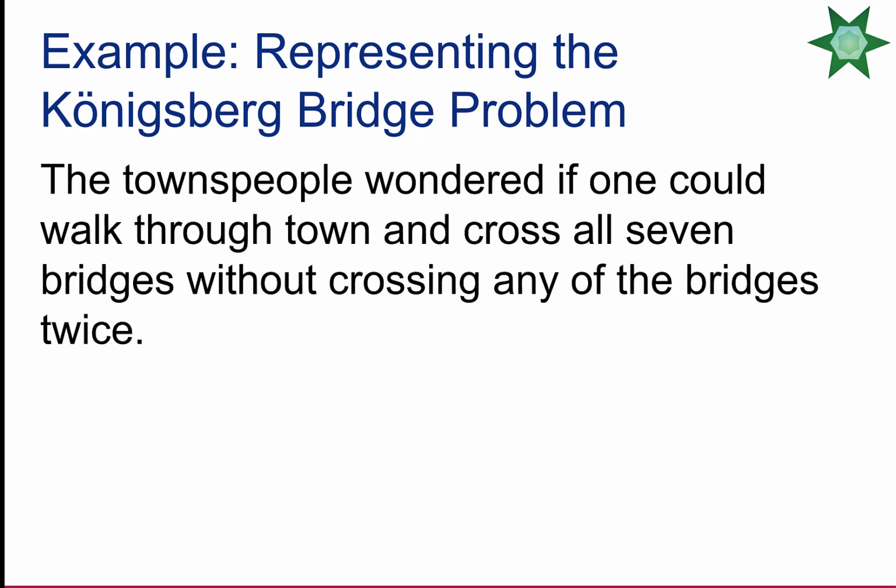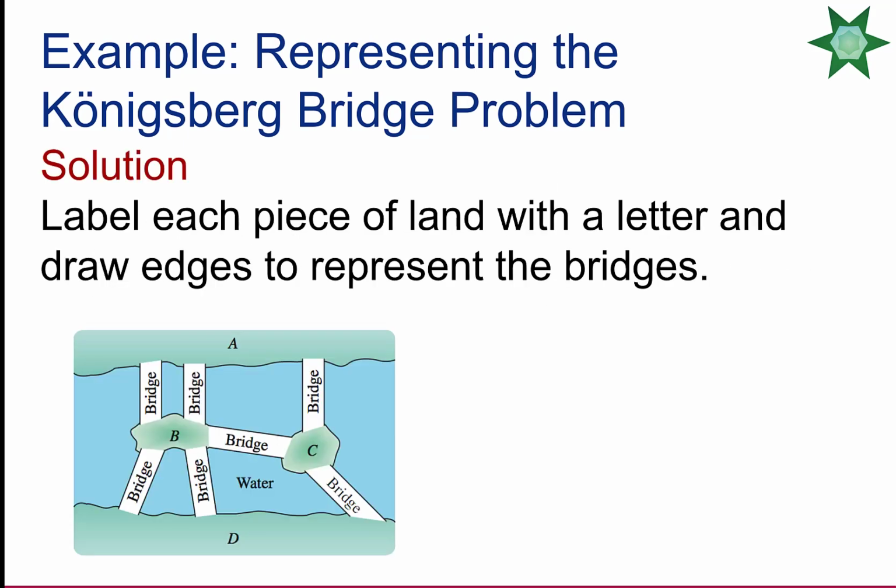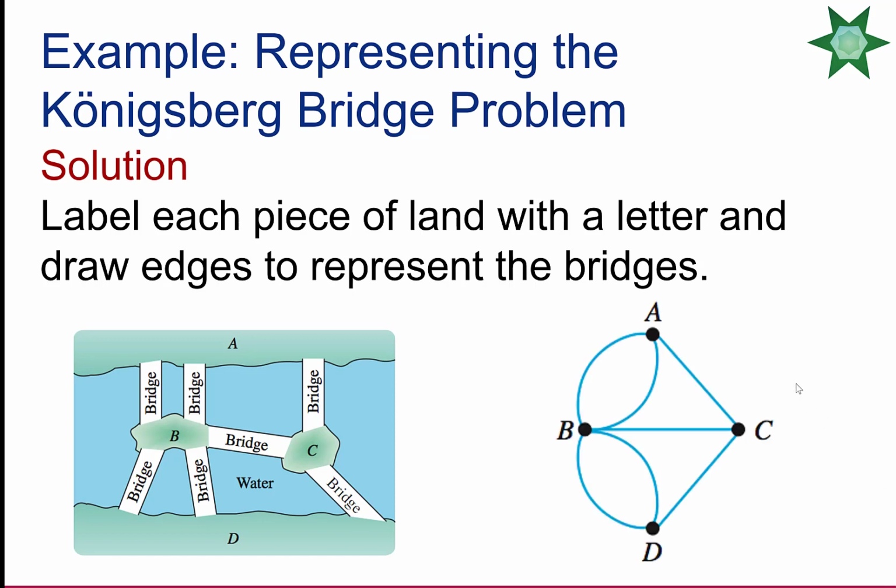The townspeople wondered if one could walk through town and cross all 7 bridges without crossing any of the bridges twice. Label each piece of land with a letter and draw edges to represent the bridges. So we're going to take the picture of the city with the islands and create a graph to represent it. And here's what it would look like. We notice we have 2 banks of the river, labeled A and D, and the 2 islands, B and C, and we have a series of bridges. And remember, the edges don't have to be straight lines, but those are the lines that connect the vertices.